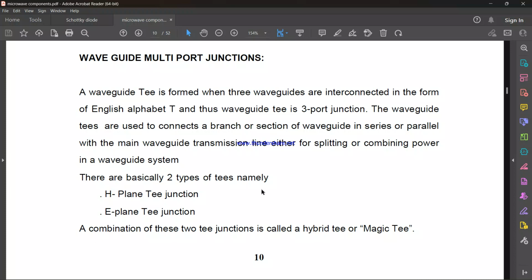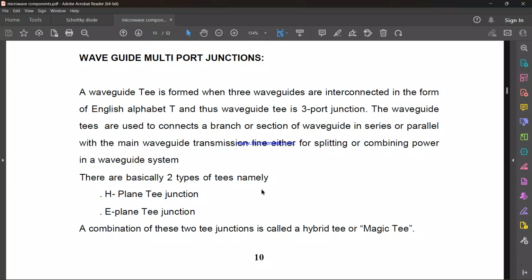This video is on waveguide multiport junctions. Whenever we talk about waveguide multiport junctions, we have to see the best example, which is the waveguide T. A waveguide T is formed when three waveguides are interconnected in the form of the English alphabet T, and thus a waveguide T is a three-port junction.